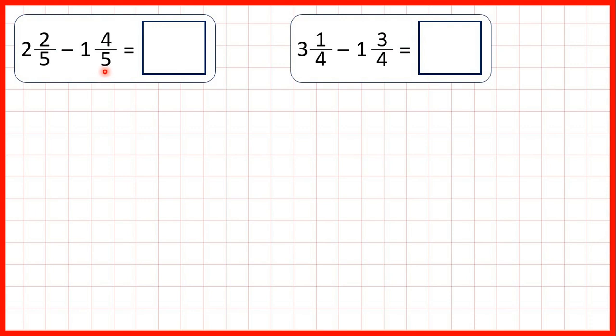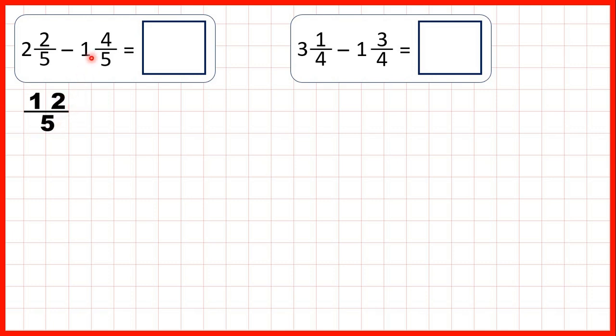Now here we're subtracting mixed numbers, but this time we're going to subtract by changing both mixed numbers in the question into improper fractions. So first we have 2 2/5 minus 1 4/5. So we can change 2 2/5 into an improper fraction. 2 times 5 is 10, and then 10 plus 2 is 12. So as an improper fraction, 2 2/5 can be written as 12/5.